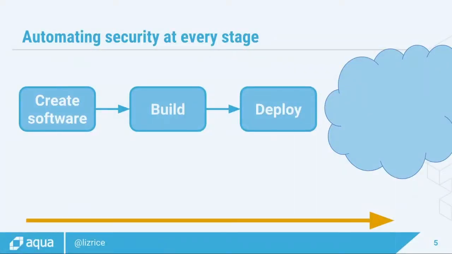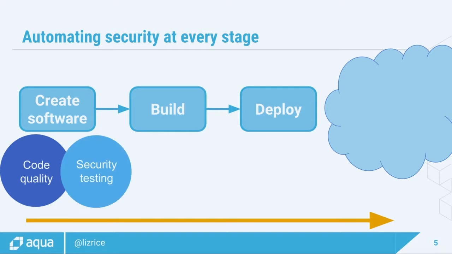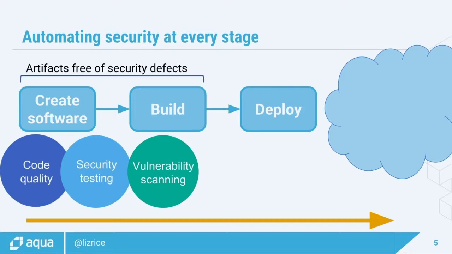So, a super simple portrayal of a CI/CD pipeline. We're writing software, we're building it, and then we deploy it somehow into a cloud of machines. We're going to look at code quality, we're going to look at testing for security, and we're going to look at vulnerability scanning. All of those aspects will help us try to build artifacts that, as far as we can manage, are free of security defects.